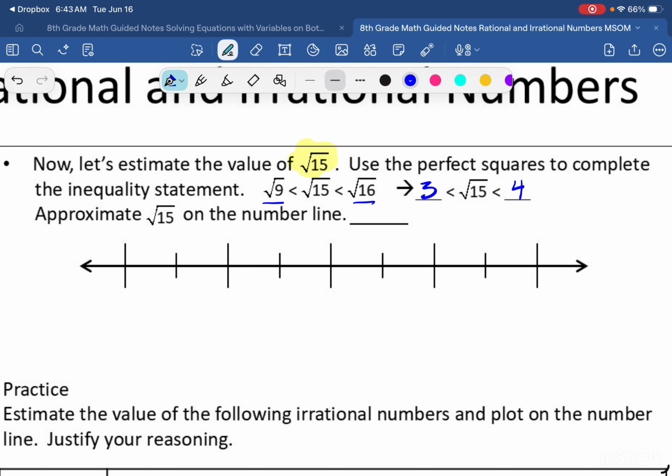I know it's somewhere between 3 and 4. So we'll just say 2, 3, 4, 5, 6. This is 3.5. This is the square root of 9. This is the square root of 16. So the square root of 15 is just going to be right below the square root of 16. I'm going to estimate about 3.9.